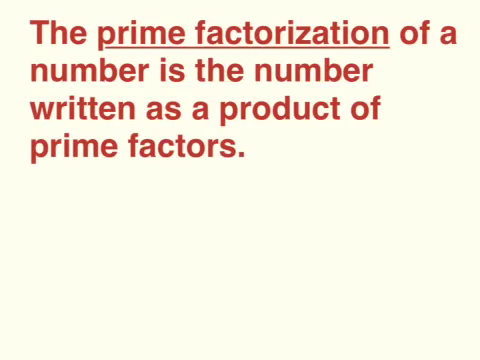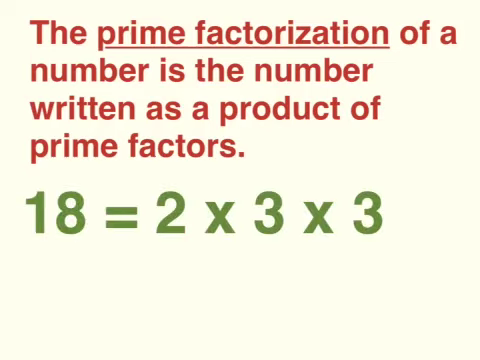Alright, back to this definition. The prime factorization of a number is that same number written as a product of prime factors. So we're going to look again at 18, which we were talking about before. And here is 18 written as a product of prime numbers, right? We took 18 and we said, you know what, that equals these 3 prime numbers multiplied together. 2 times 3 is 6, times 3 is 18. We have factored 18 down into prime numbers.